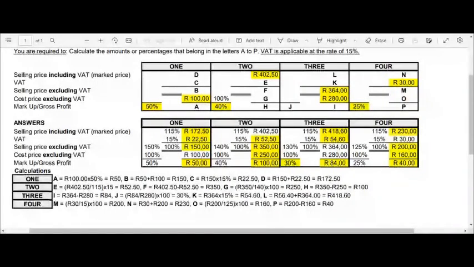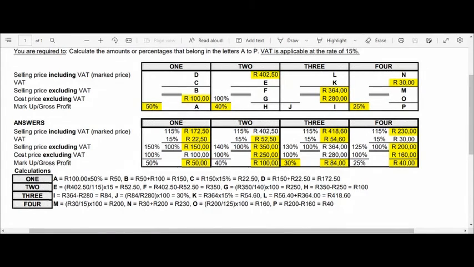30 rands multiplied by 100 over 15. How much do we get? If you can type that for us, please. 200. Thank you, Sibusiso. So thank you, Inati. So we get 200. So that M, the M is 200. In other words, the selling price excluding the VAT.